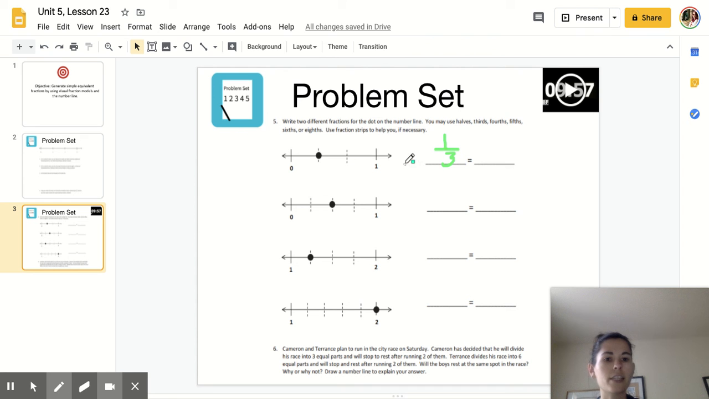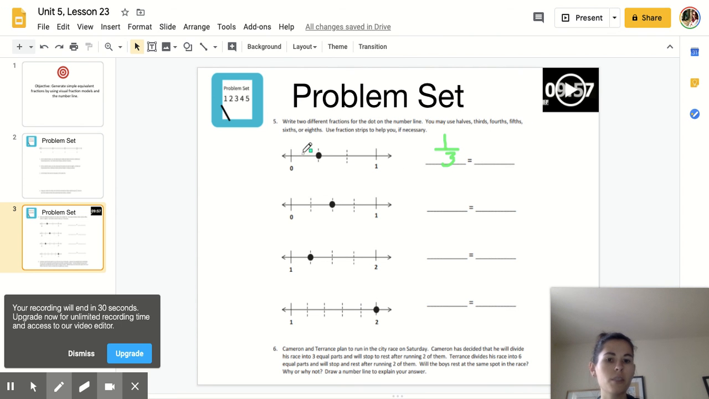Now I need to see, could I represent it by halves, thirds, fourths, fifths, sixths, or eighths? I'm going to divide these each into half and count how many. I have 1, 2, 3, 4, 5, 6 equal parts now. I know this is 2/6.